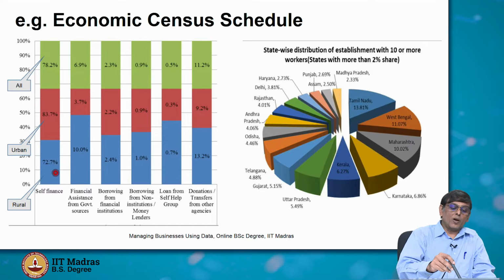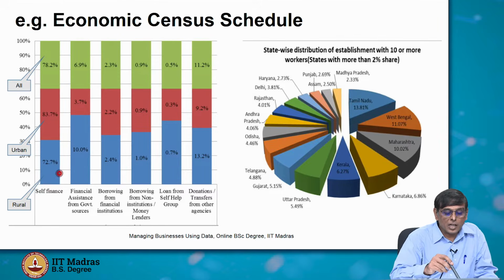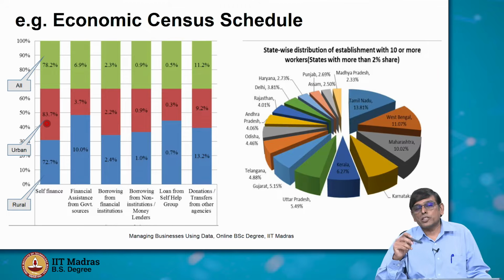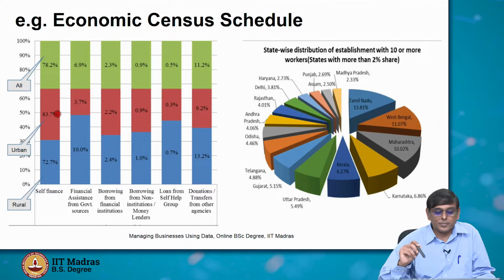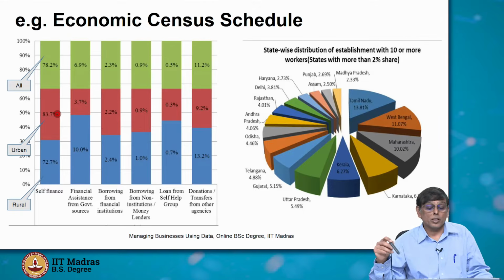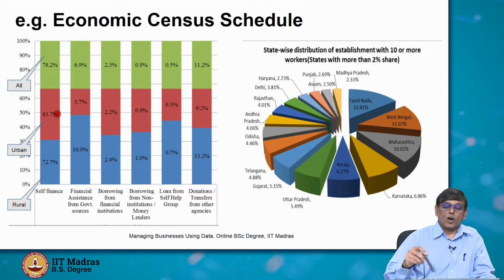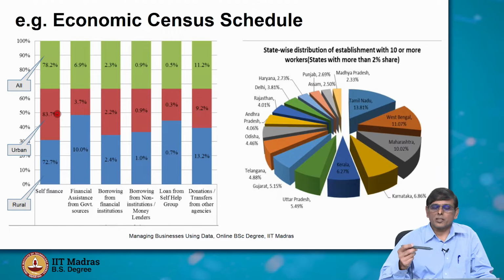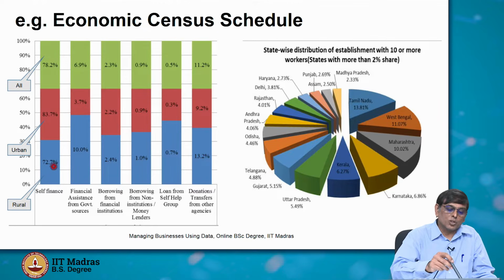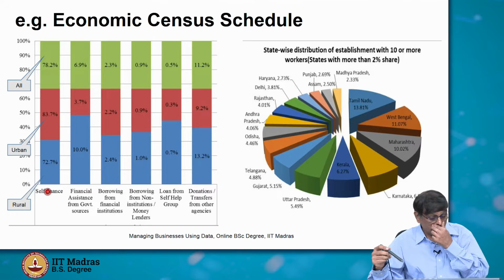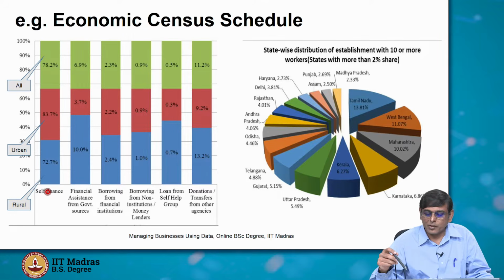So the majority of the rural firms are self-financed. In fact, if you look at urban, it's even more. 83.7% of the urban establishments are self-financed. So you can see how big the potential is for organized lending or organized financing of firms. Because most of the firms today are financed by self-finance. So that is a scope for people to take money from elsewhere and expand their business.